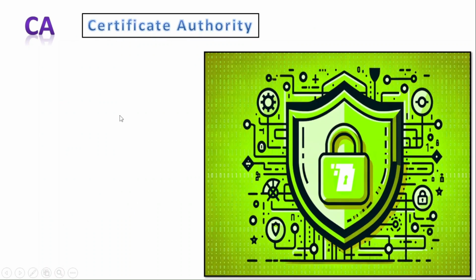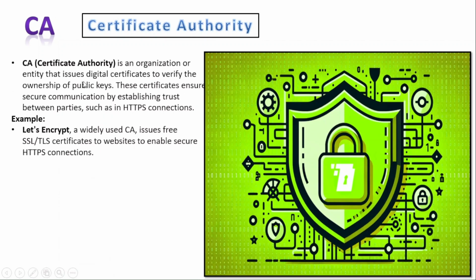CA, that is Certificate Authority. So, CA Certificate Authority is an organization or entity that issues digital certificates to verify the ownership of public keys. These certificates ensure secure communications by establishing trust between parties, such as in HTTPS connections. Example: Let's Encrypt, a widely used CA, issues free SSL/TLS certificates to websites to enable secure HTTPS connections.